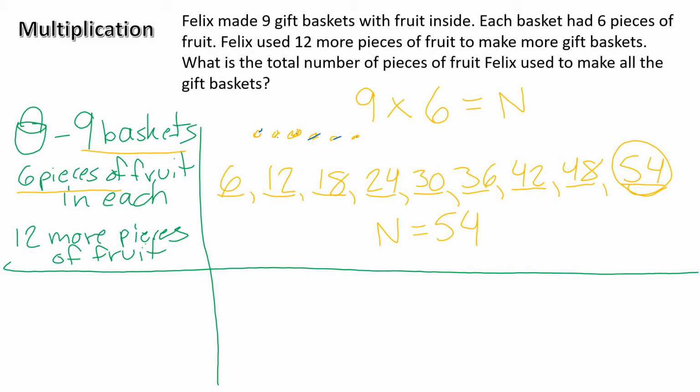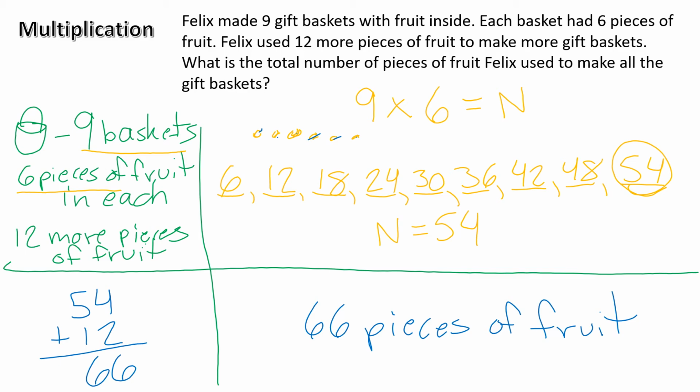I'm going to pause this, I'm going to solve the rest of the problem, and we're going to find the final answer. So to finish solving this problem, I knew that there were 12 more pieces of fruit, so I had to take my total from 9 groups of 6, say 54 plus 12 more equals 66, and so the answer to this problem is 66 pieces of fruit to make all of the gift baskets.